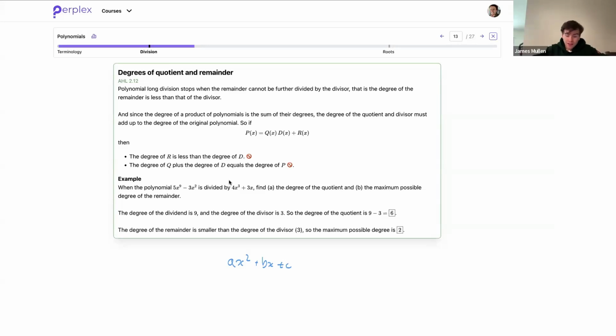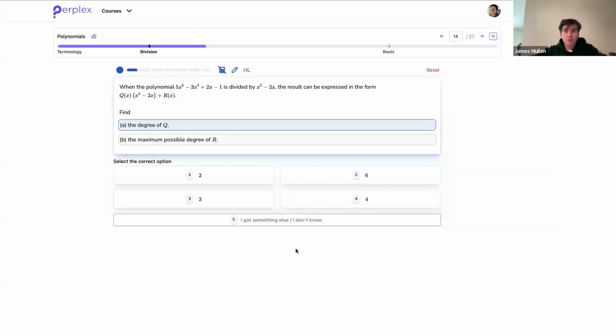If it had a cube in it, then I could divide it again by 4x cubed plus 3x. And then it wouldn't actually be the remainder. Okay, so the remainder has to have a power of x less than the divisor. All right, your turn. I'm going to give you a minute to do this.